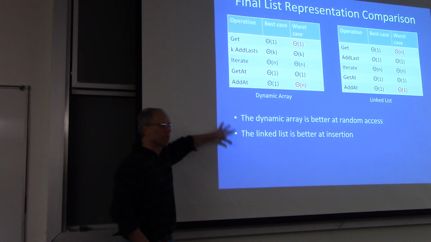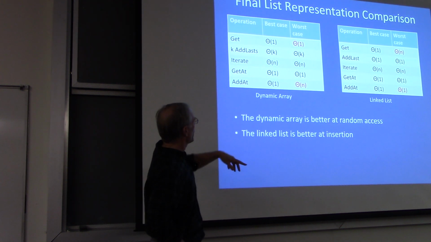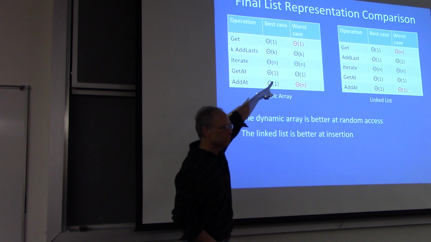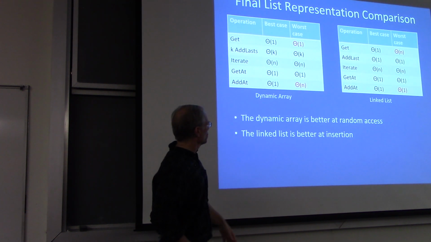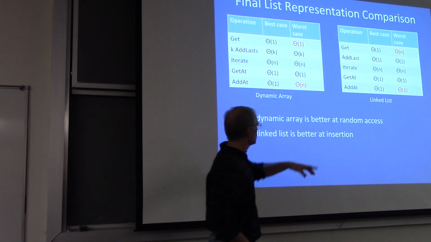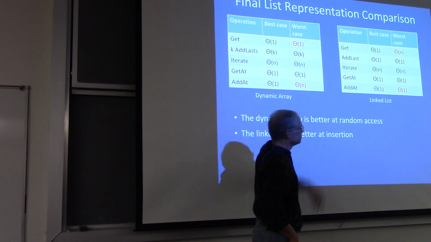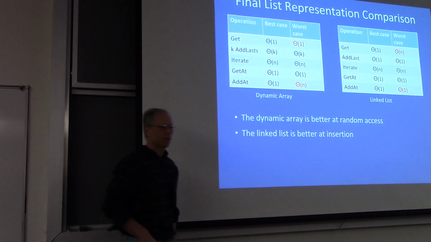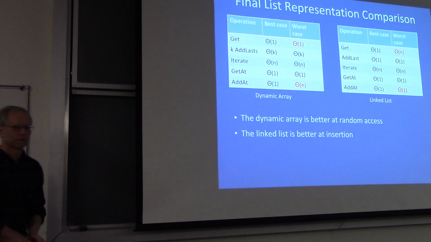So the differences that remain are dynamic array is better at random access, theta of 1. The linked list is better at insertion in the middle of an iteration, you've got theta of n right there. So that's the fundamental trade-off you have.